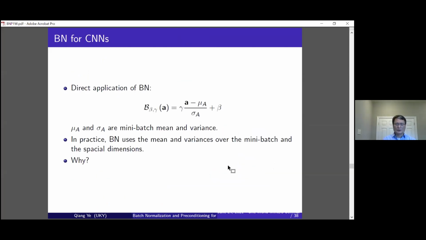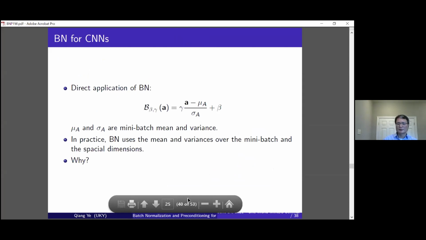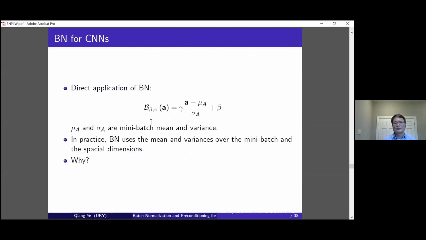All right. So of course, CNN also involves things like the pooling, etc. But those are not really very special, very routine. So let's look at applying BN, batch normalization, to CNNs. So the direct application would suggest using something like this. You take the activation, subtract the mean, divide by the variance, and then rescale and recenter. The mean and variance will be the mini batch mean and variance, taken over the mini batch.